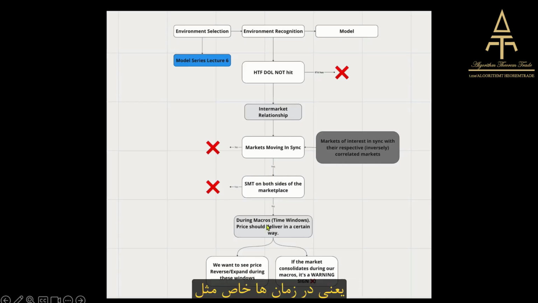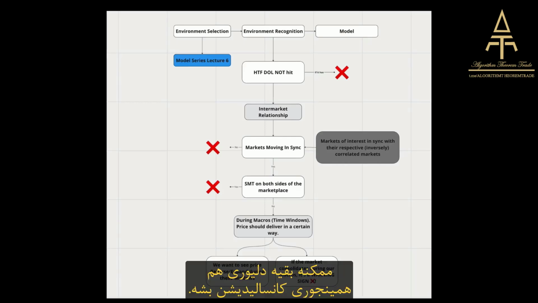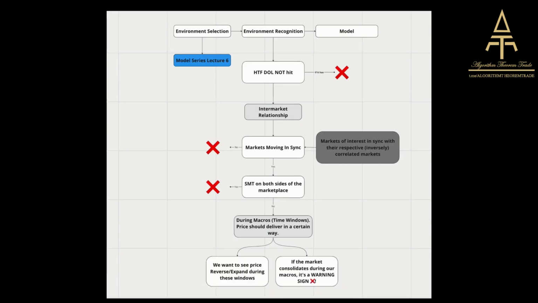Meaning, during the windows that have been provided to you, XX45 to XX15, we want to see price reverse or expand during these windows. We want to see volatility get injected during those windows. If the market consolidates during our macros, it's a crucial warning sign of the delivery potentially being very choppy or a whole consolidation environment being present.